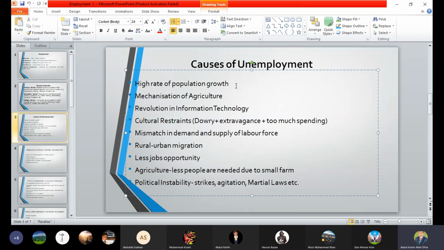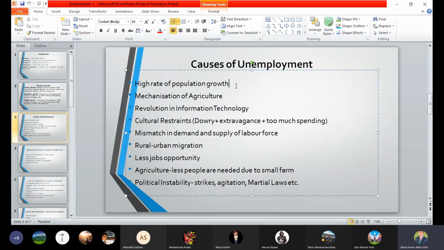As the population is increasing, resources are not being used fully, or the rate of using the resources is not being increased. We have the same resources which we were having 20 years ago, and the population has increased a lot, and we are having the same resources right now. So what do you think, will unemployment increase or not?